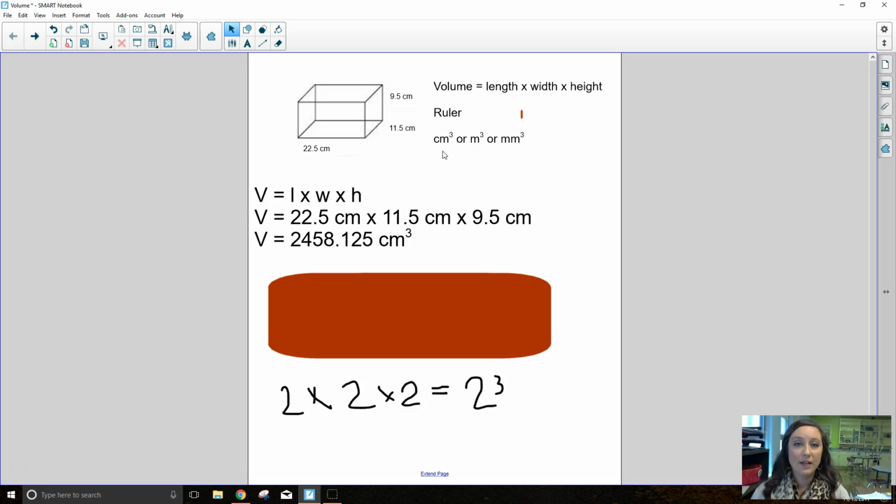So this is how you find the volume of a regular solid. Make sure that you do have that notes page all filled out for your graphic organizer. And then if you have any questions about finding the volume of a regular solid, make sure you see me.